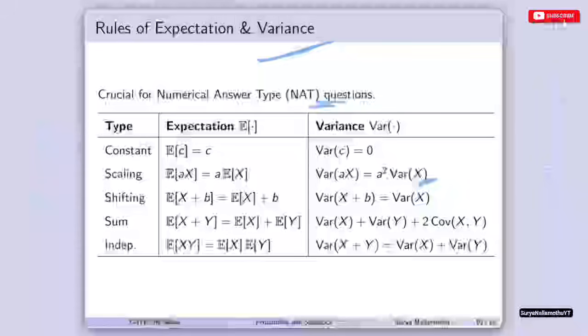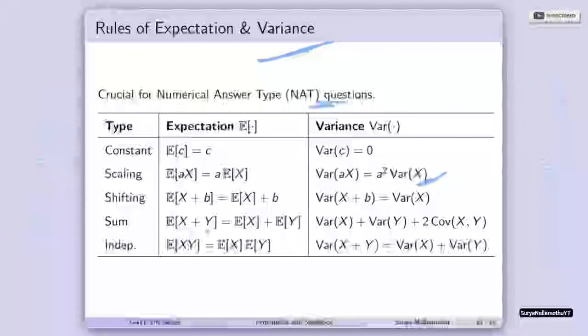So you need to remember this one. And next, shifting. E of x plus b is equal to e of x plus b. Variance of x plus b, variance of b is nothing but 0. So that's why we didn't write anything in this line.